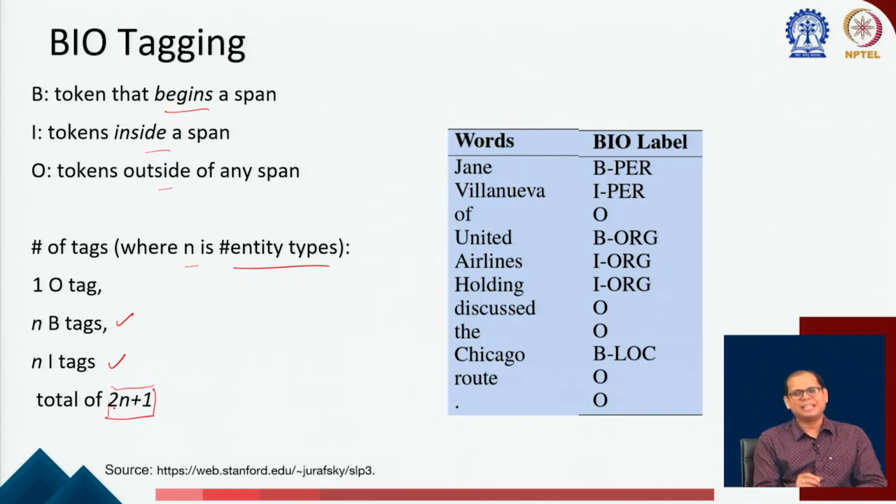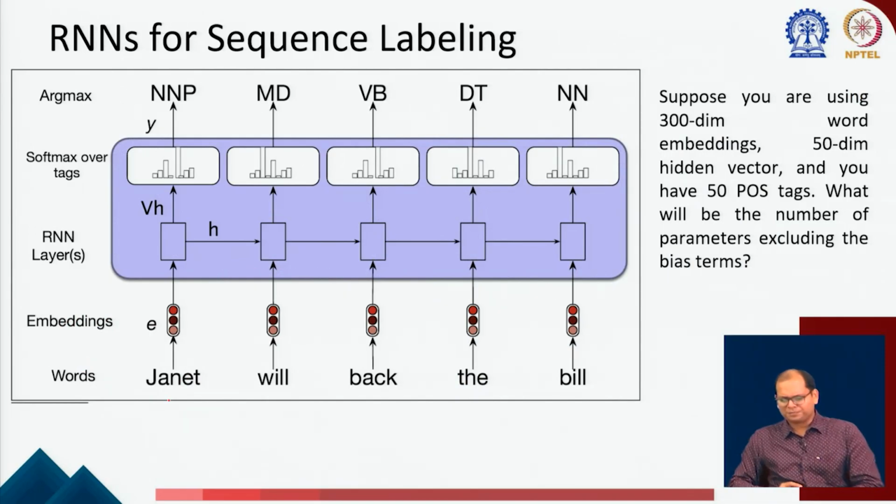So this can be handy when you're solving problems. If you are given, say, 4 different entity types, how many actual tags are there? There are 9 tags in the BIO scheme, right? So your output layer would have dimensions according to this. Okay, so you can try a simple problem: suppose you are using 300 dimensional word embeddings to represent each word, and you have a 50 dimensional hidden vector.